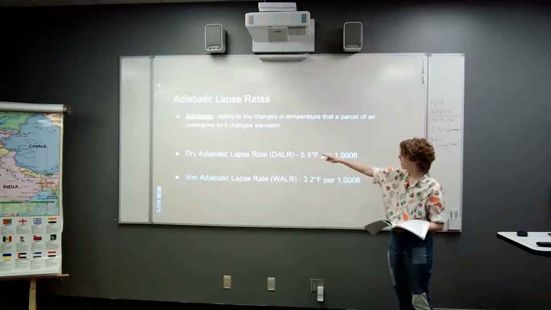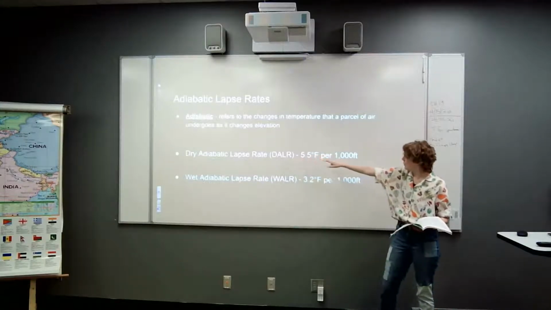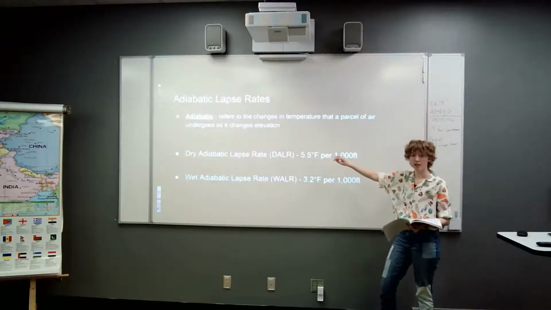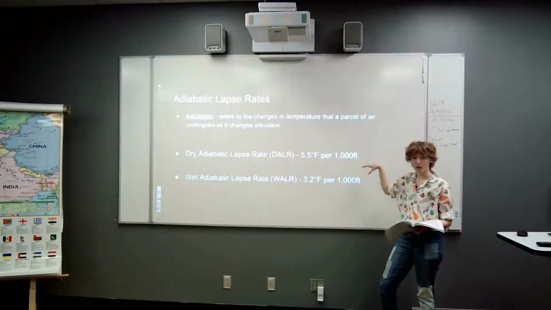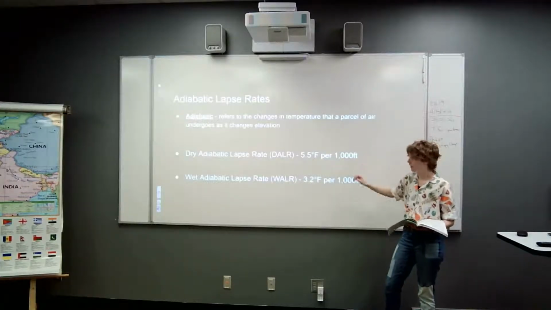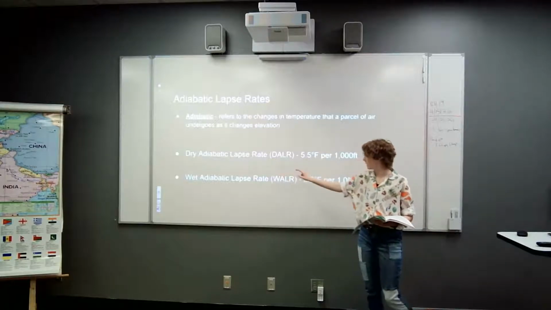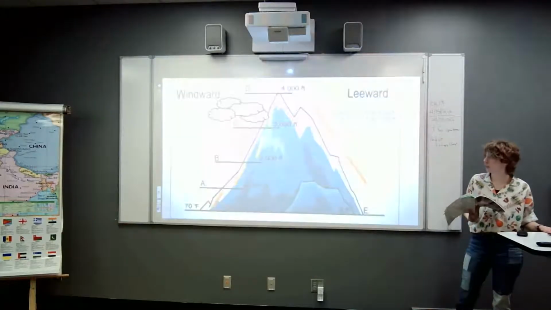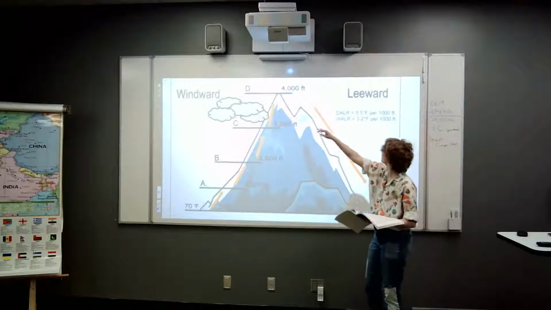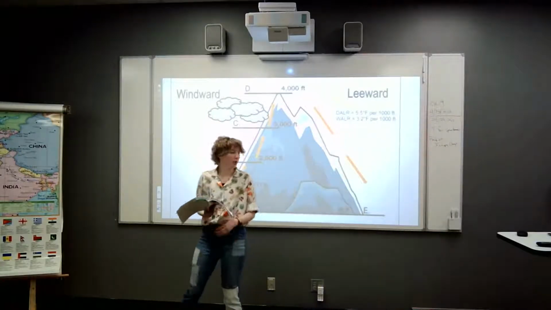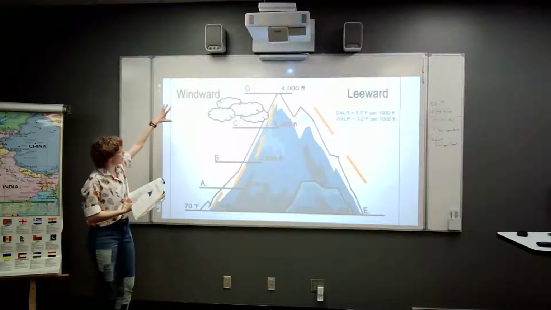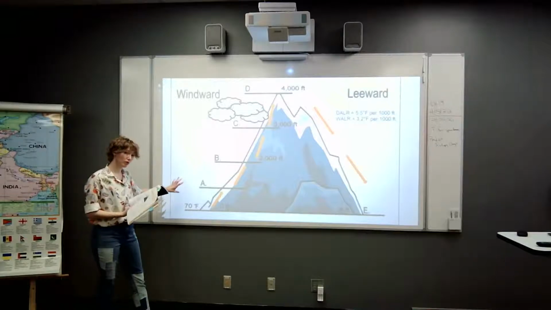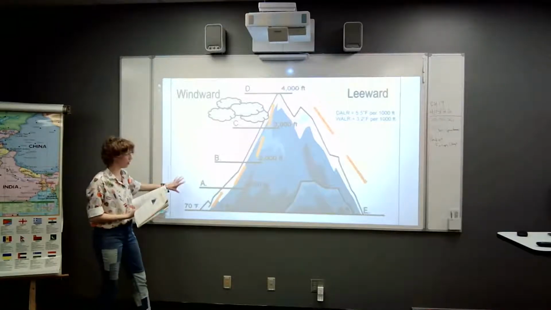Our dry adiabatic lapse rate, the DALR, is 5.5 per 1,000 feet. Remember, it's important to know how much you're moving. It's not just 5.5 no matter what. It depends on whether you're going up or down, and 1,000 feet is our typical ratio. Then we have the WALR, the wet adiabatic lapse rate, which is 3.2 per 1,000 feet. When we apply that to an example, here we have our windward and our leeward side. Our windward side is going to have clouds coming in with that moisture. So we know up here is where the moisture is, which means down here we're probably not going to use the WALR. We're going to use the DALR.